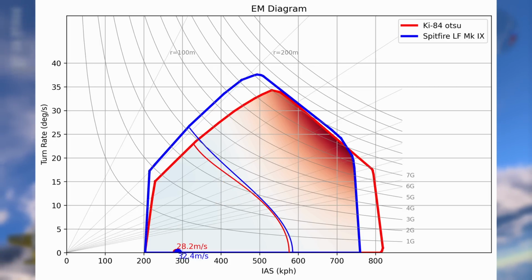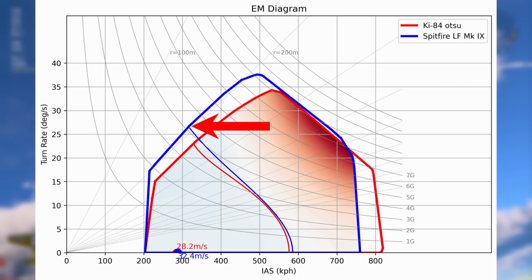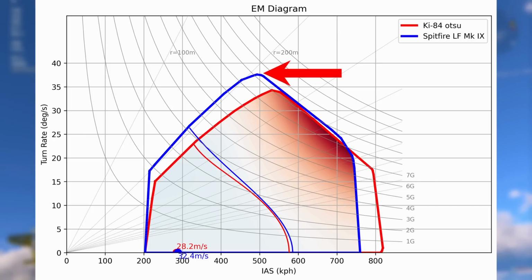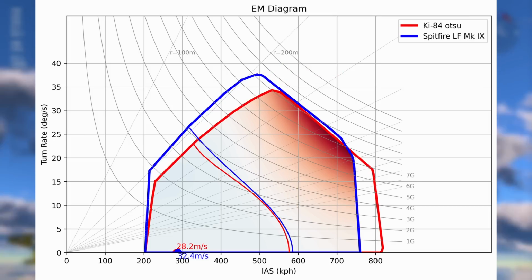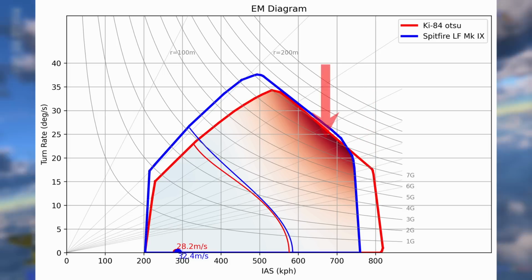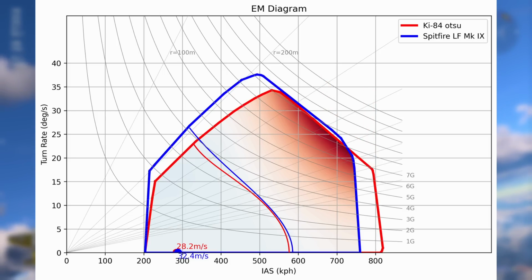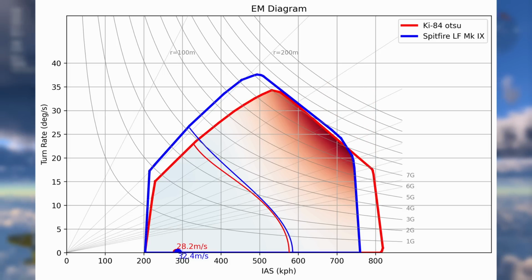We can see that the Spitfire has a higher climb rate, a higher sustained turn rate, a higher instantaneous turn, and a slightly higher level flight speed. The only advantage that the Ki-84 has is its maximum airframe speed and high-speed energy retention. Safe to say that the Spitfire would win this dogfight without too much thought.